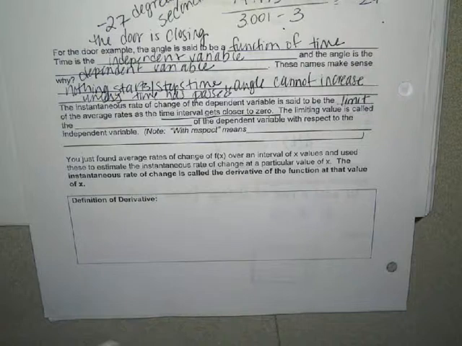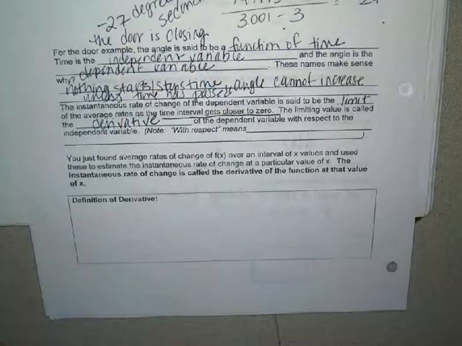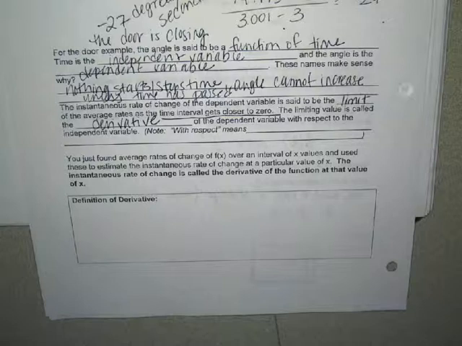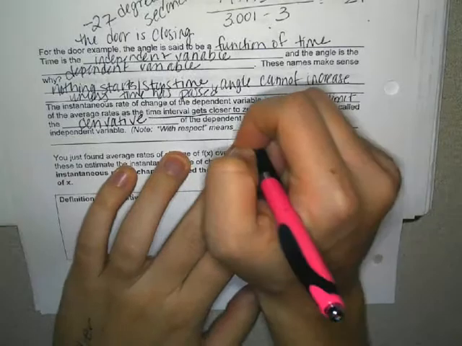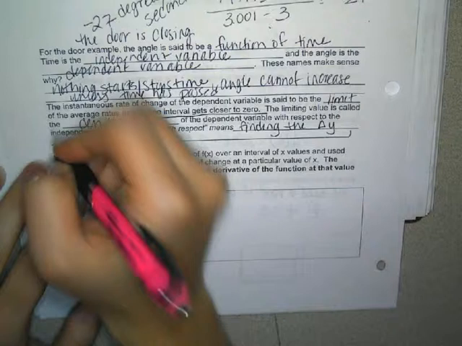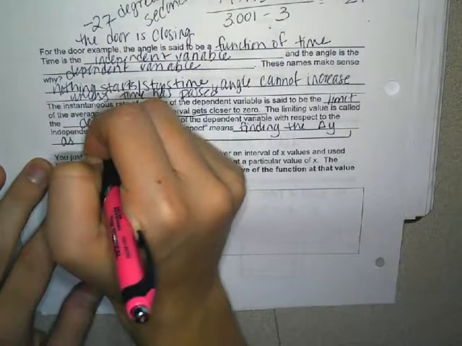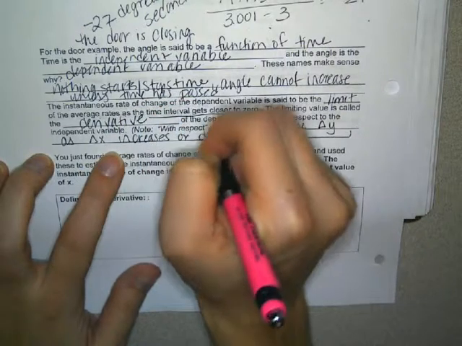The limiting value here is called the derivative of the dependent variable with respect to the independent variable. Now, that term with respect, you'll start to hear more and more with derivatives because it shows a relationship between the two variables. So with respect means finding the change in y as your change in x increases or decreases.